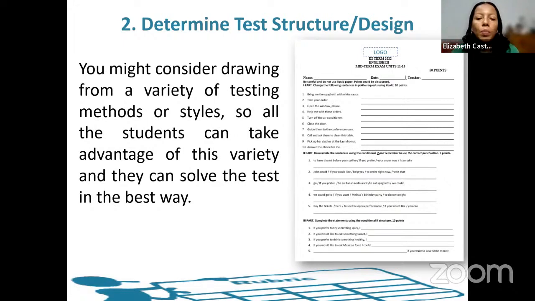Part number 3, complete the statements using the conditional if structure. So as you can see, the student has one part of the sentence and needs to complete it with the conditional if structure. The person needs to include it using the formula, no? So you have 10 points. Well, this is maybe the first page of an exam. So the other 10 items are on the following page, but the total of points is 10. Always write the total amount of points in every part. Don't leave it without, don't print it if you don't have it. Okay.